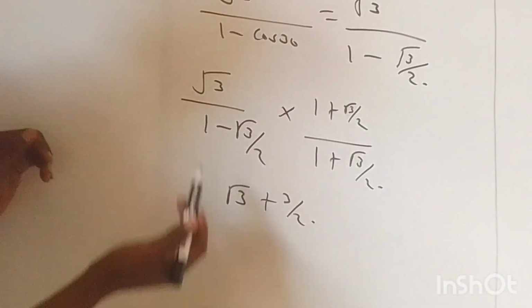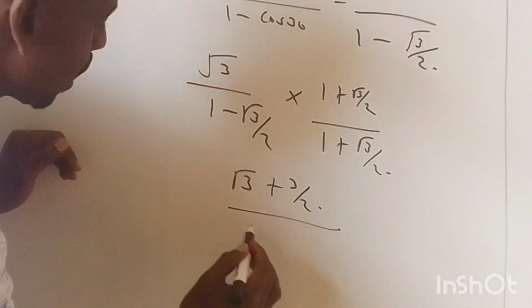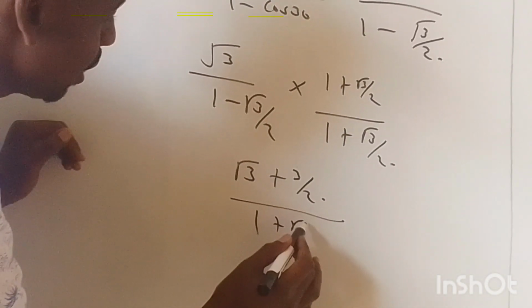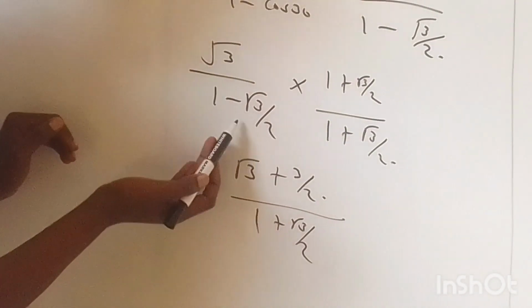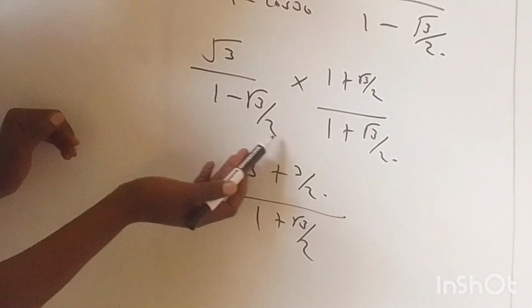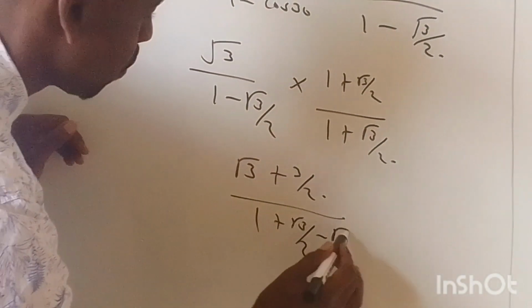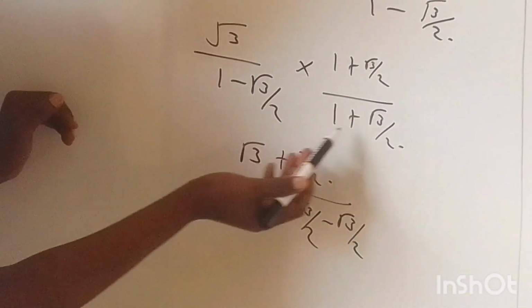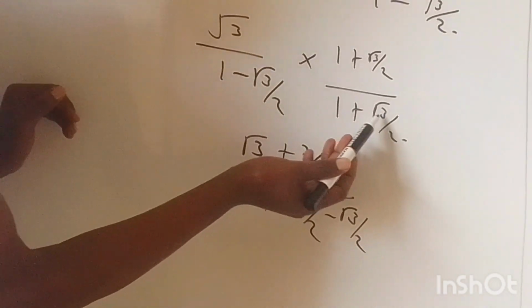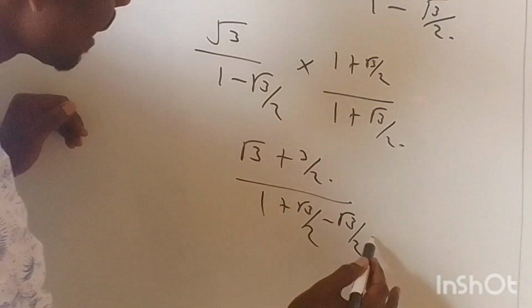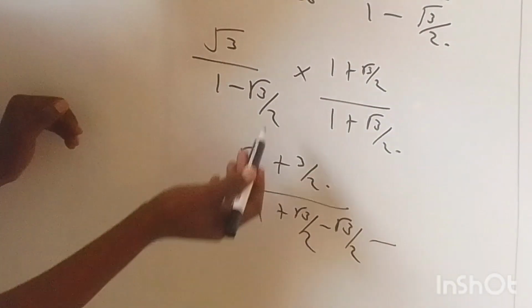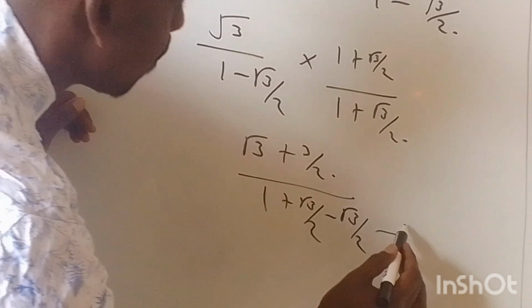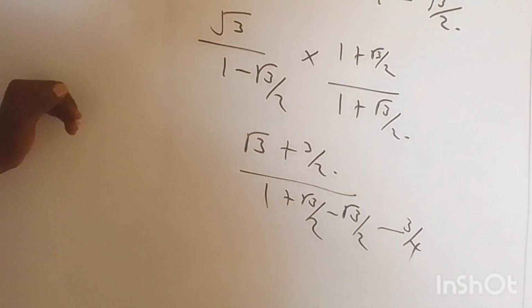Then let's come down. 1 multiplied by 1, we get 1. 1 multiplied by root of 3 over 2, we get plus root of 3 over 2. Let's come here. Minus root of 3 over 2 multiplied by 1, we get minus root of 3 over 2. Then the last part, minus root 3 over 2 multiplied by positive root 3 over 2, we get minus 3 over 4, which is 3 quarters.